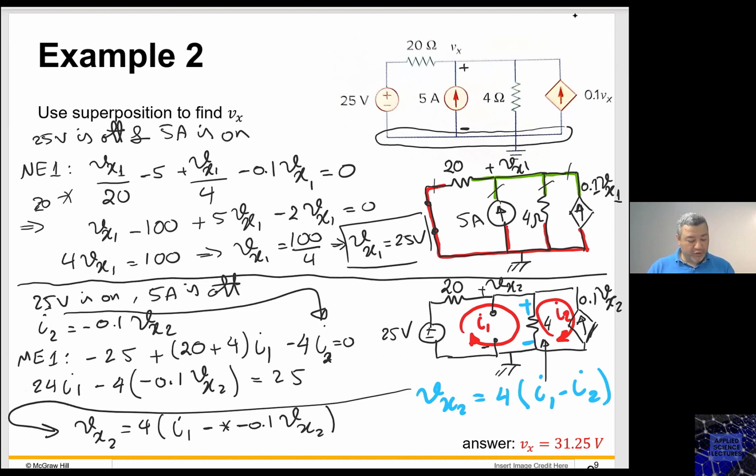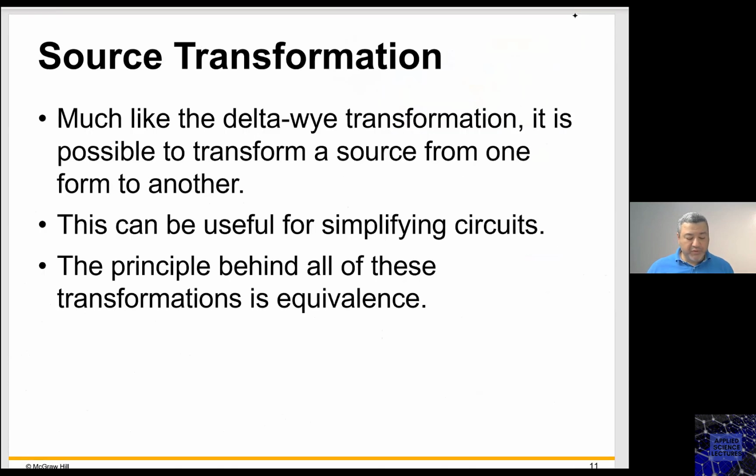You're welcome. Okay. Now let's move on to source transformation. Source transformation is another technique that will allow us to transform sources from one form to another, like what we have seen in delta-Y transformation. This technique can be useful in simplifying circuits as well.